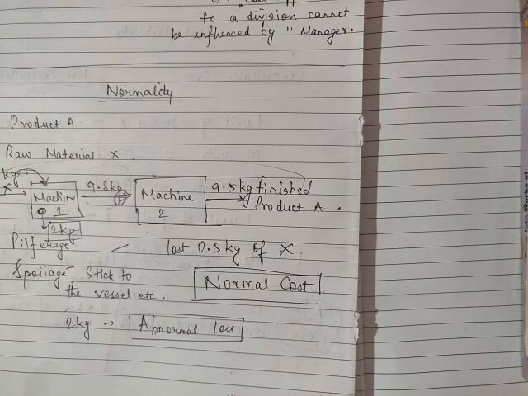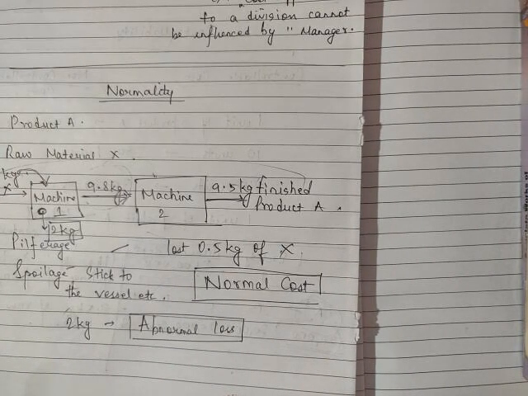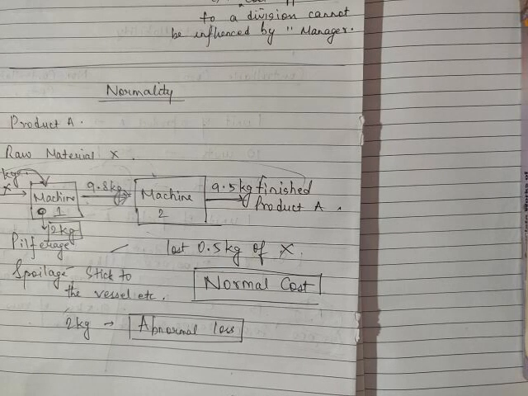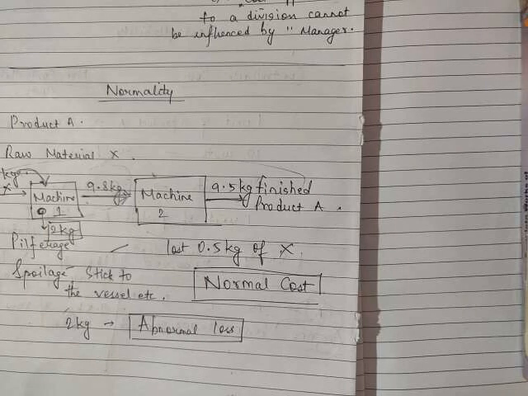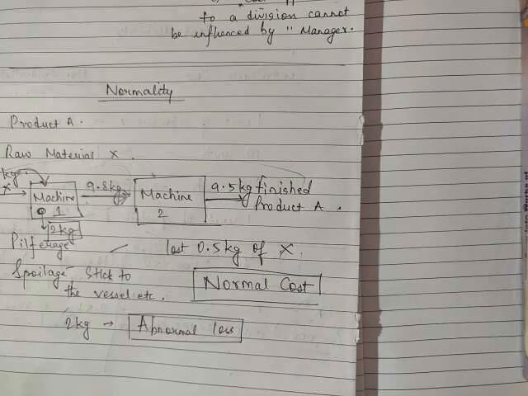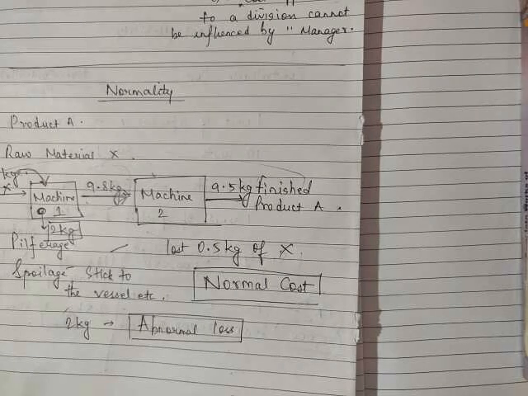Suppose there is an issue in the functioning of machine 1, because of which the 10 kg of raw material could not be converted into the finished product due to certain defects. So that entire 10 kg of raw material will be a cost to the company. We cannot sell it in the market. But this is not a normal occurrence. It is a one-off instance due to certain defects in the machinery. So that is an abnormal cost.